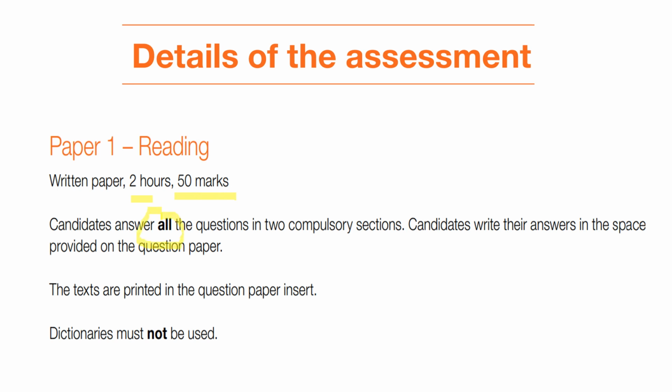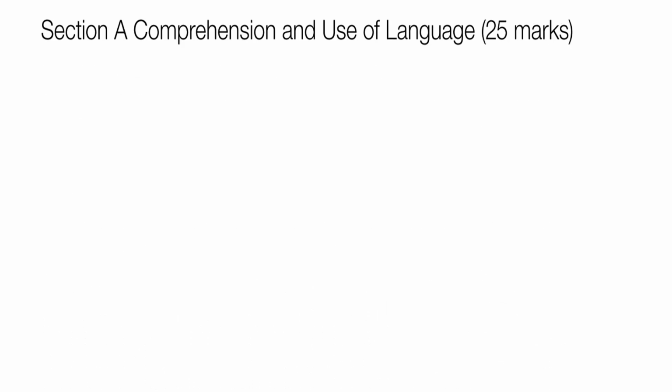There is no choice in the 2 compulsory sections. So there are 2 compulsory sections and there are 2 passages to be attempted. Now candidates write the answers in the space provided on the question paper. I'm going to show you the sample paper as well. The texts are printed in a separate booklet, which is called the insert. So you get an insert where there are 2 passages. Dictionaries in this paper are not allowed.